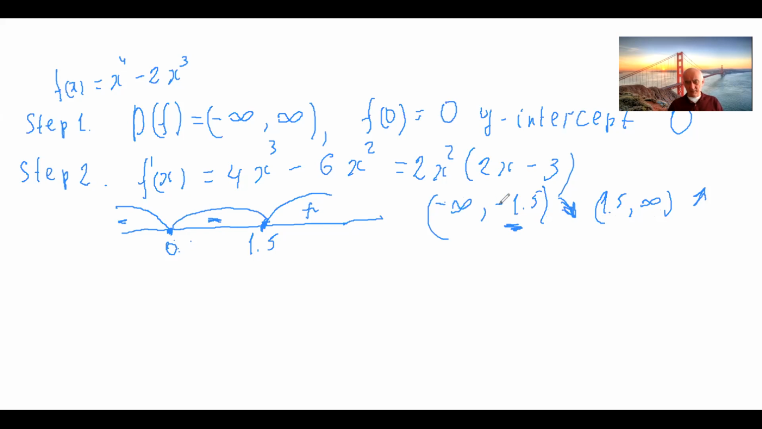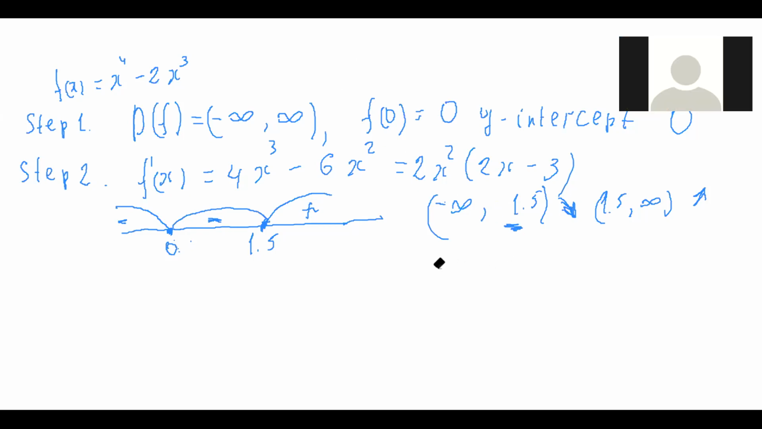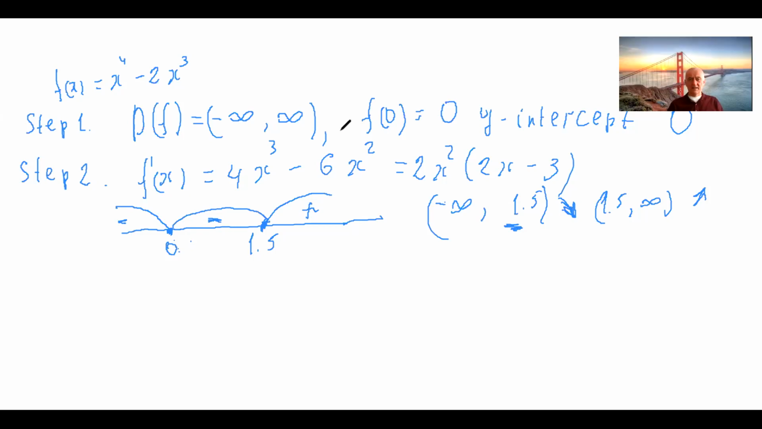Oh, why is here minus? Here must be positive. So what we need now is to find the second coordinates for this point and for this point. For this point it's very easy, because we already know f of 0 is 0. So this point is (0, 0). And we need to find this point.